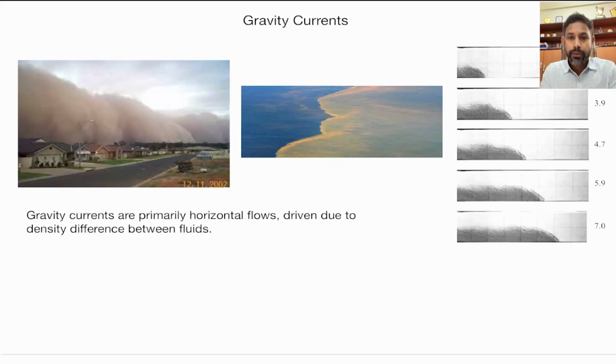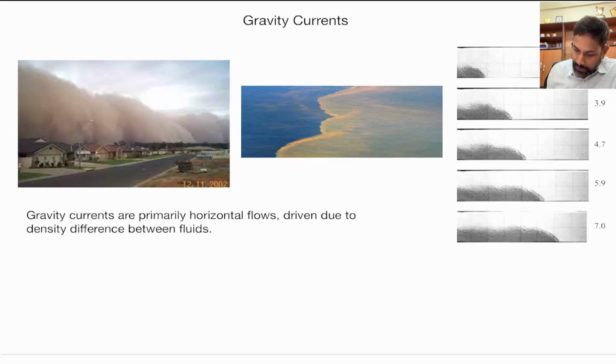Hello. So we are now going to start gravity currents, which are a little different from plumes that we recently studied. Plumes, if you remember, are primarily vertical flows, which flow in the vertical direction because of buoyancy, because of the density difference between one fluid and the ambient fluid. Similarly, we have gravity currents, which are also driven by density difference. So these are also called density driven flows, but in this case flow happens primarily in the horizontal direction.